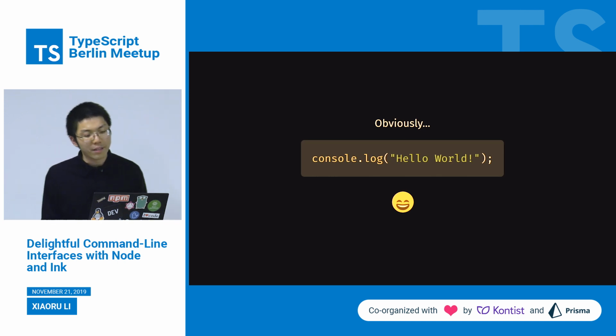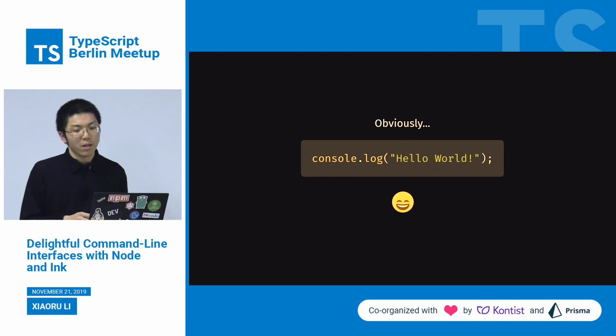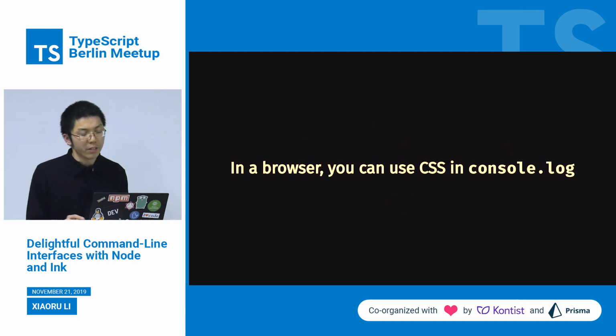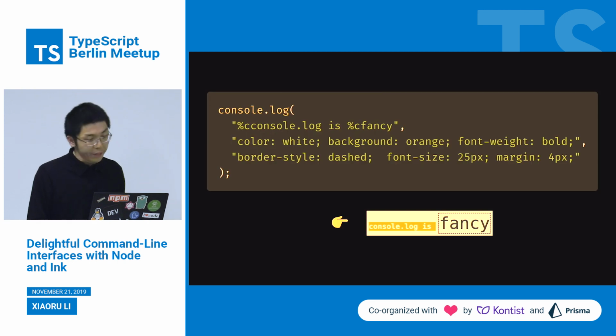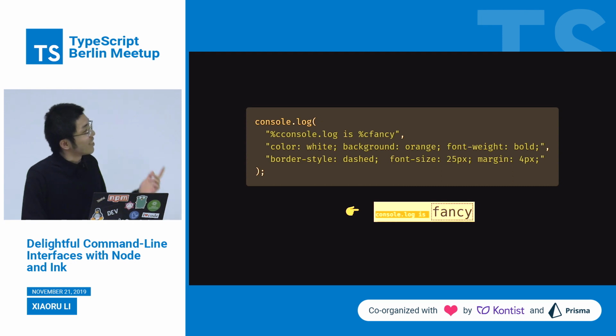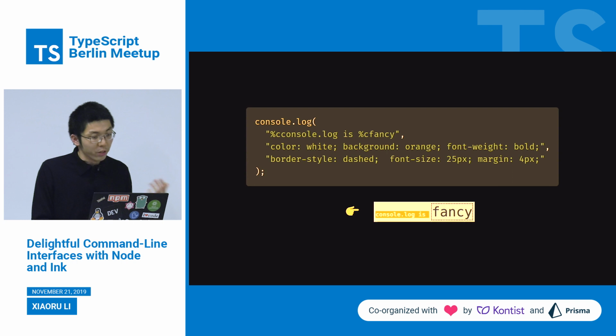One important thing to keep in mind is that this console is not the same as the console in the developer tools in Chrome or Firefox, because in the browser you can actually do CSS in the console log. So basically, if you want something fancy, you can do %c to start a chunk, and another %c to do another chunk, and in the end, you can supply the CSS styles as separate arguments to the console log. And this feature is not very well known.